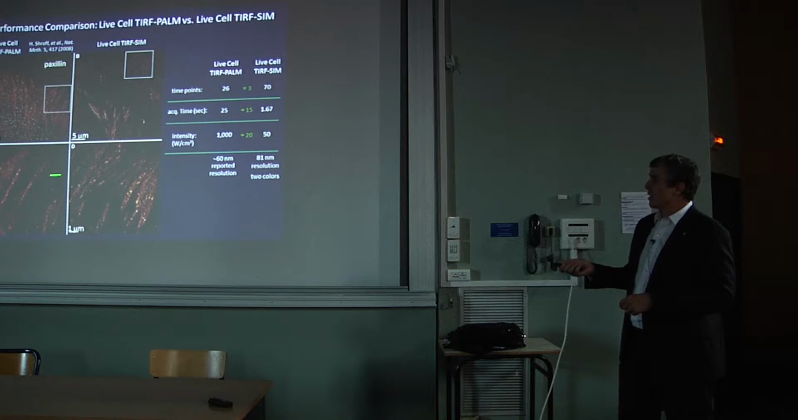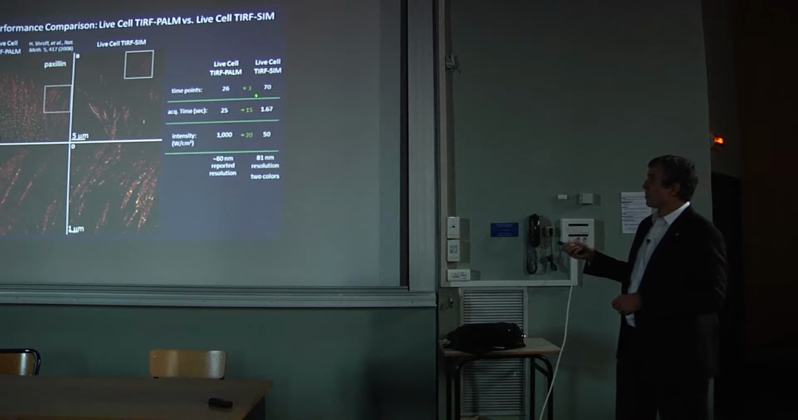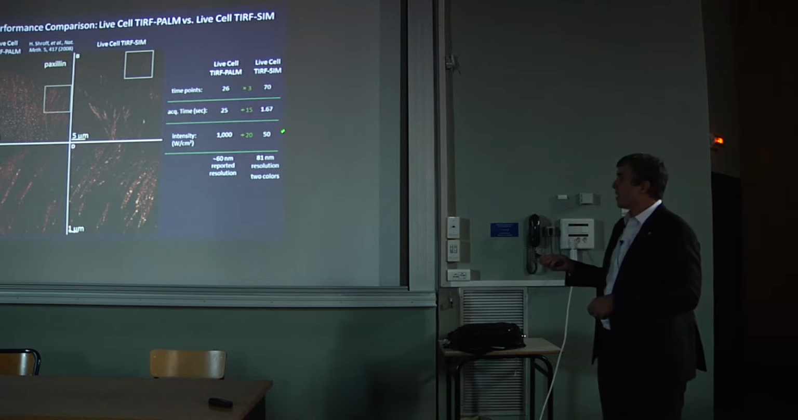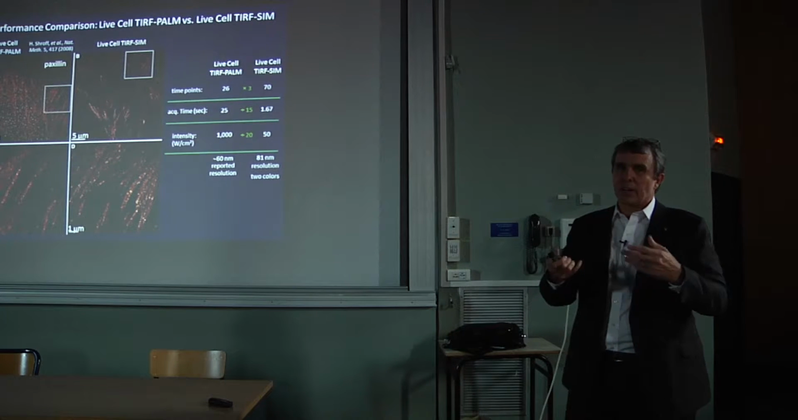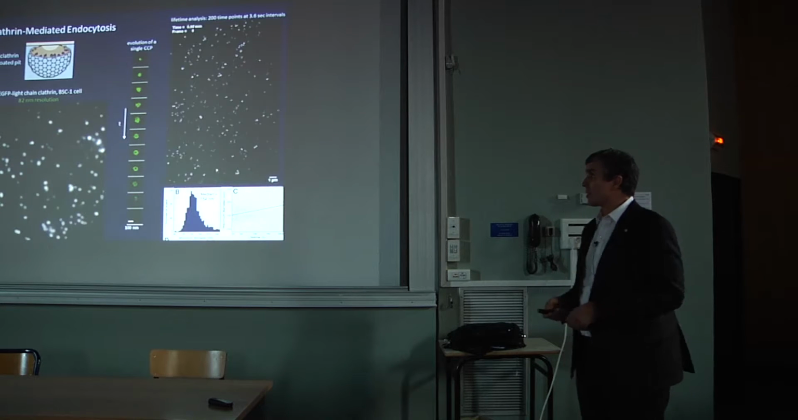But the 81 nanometer resolution we have here isn't all that different, yet we were able to take 3 times as many images with the SIM, 15 times faster, and with 20 times less intensity on the cell. So comparable resolution and a lot better metrics in terms of live imaging.